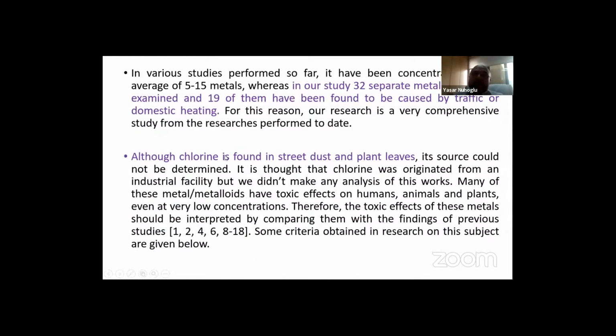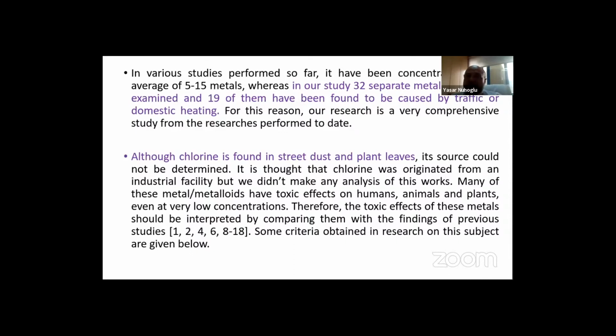Although chlorine is found in the street dust and plant leaves, its source could not be determined in our research. It is thought that chlorine originated from an industrial facility, but we didn't make any analysis of this. Many of those metals and metalloids have toxic effects on humans, animals, plants, and the environment, even at low concentration. Therefore, the toxic effects of those metals should be interpreted by comparing them with the findings of previous studies.